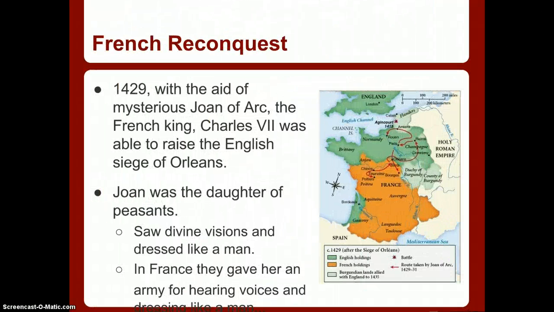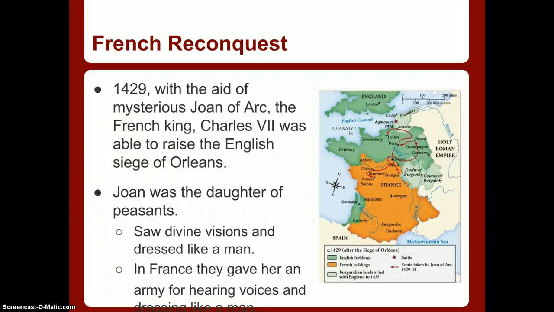Okay, so the French eventually go back and claim that lost land that was conquered by the English that I mentioned previously. So again, take a look: anything in green is going to be English holdings, and the French right here. Alright, so in 1429, there's this mysterious young peasant girl named Joan of Arc, and she thought that she saw visions and was compelled by God to lead the French against the English.